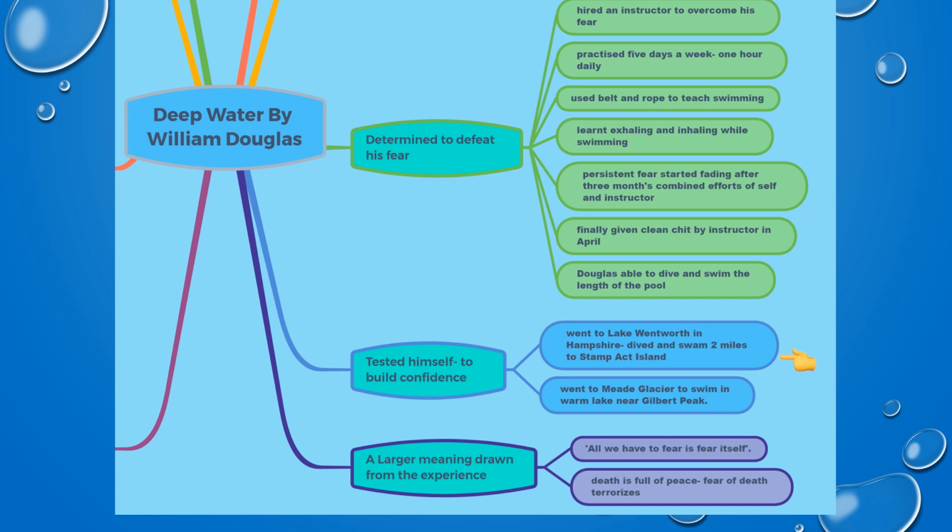Although the instructor declared that now William was fully trained to swim on his own, he was not sure. Still, when he would swim, the fear from his childhood experiences would grip him over and over again. And we all know that he wanted to overcome that fear. So he decided to challenge himself and he went to Lake Wentworth and dived off a dock at Triggs Island. He swam 2 miles across the lake to Stamp Act Island. His fear fled and he swam on.